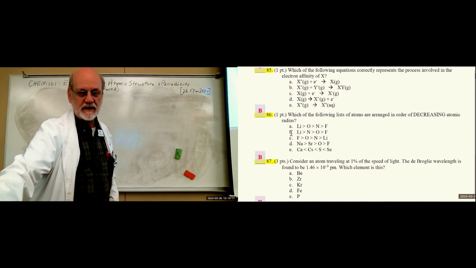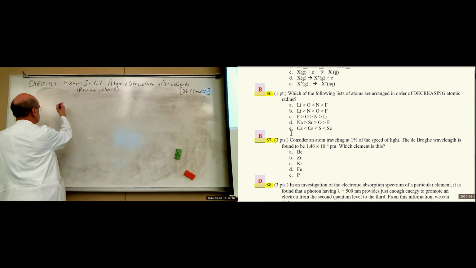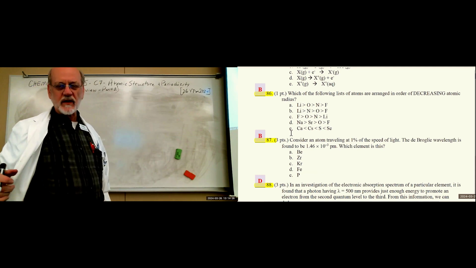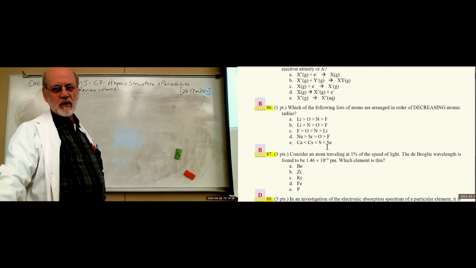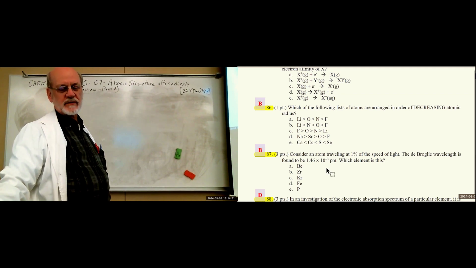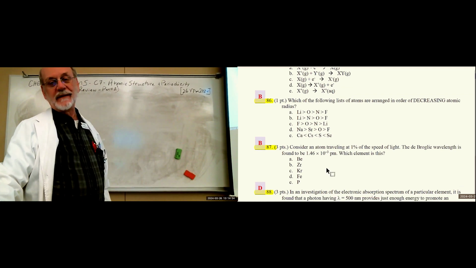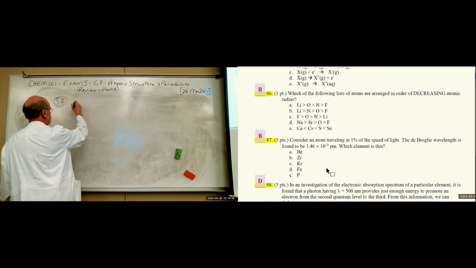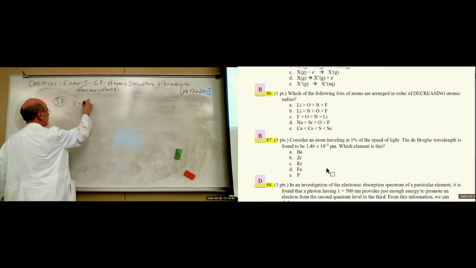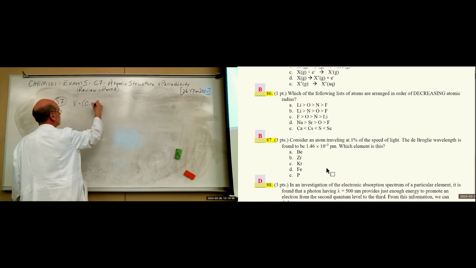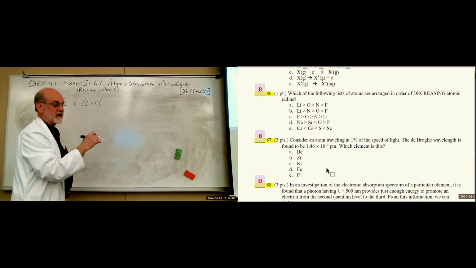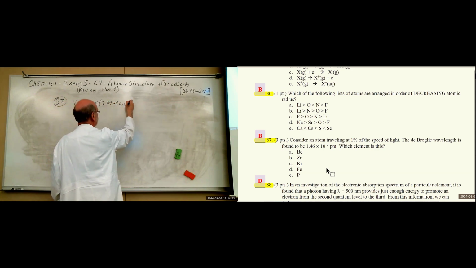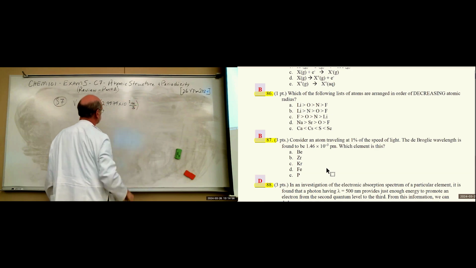Hey, 87. You get to do some math. Consider an atom traveling at 1% of the speed of light. The de Broglie wavelength is found to be 1.46 times 10 to the minus third picometers. Which element is this? All right. So let's put what we know here. The velocity of the atom is 1%, 0.01 times the speed of light, right? 1% of the speed of light. 2.9979 times 10 to the 8th meters per second.